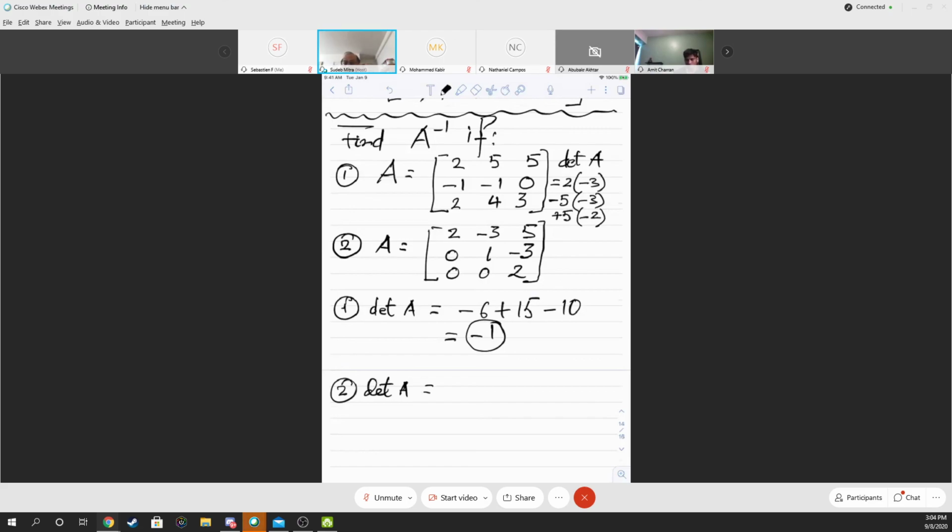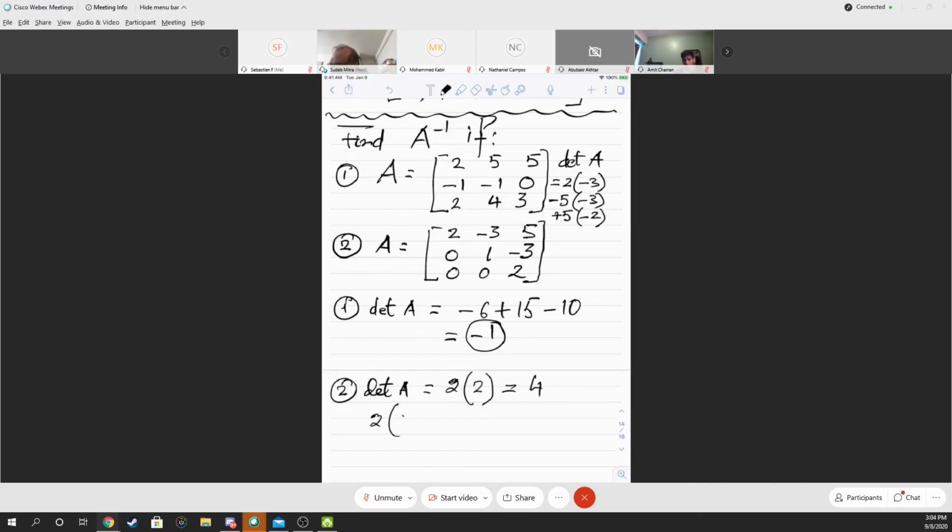And number two, the determinant of A. Look at this. You can expand along the first column. So you see 2 times 2, then plus minus plus minus, 0 times something plus 0. So the determinant is 4. You check along the first column, you get the same thing.